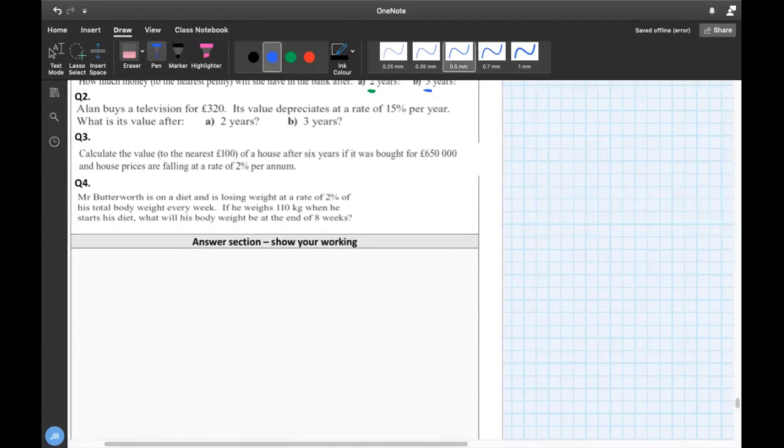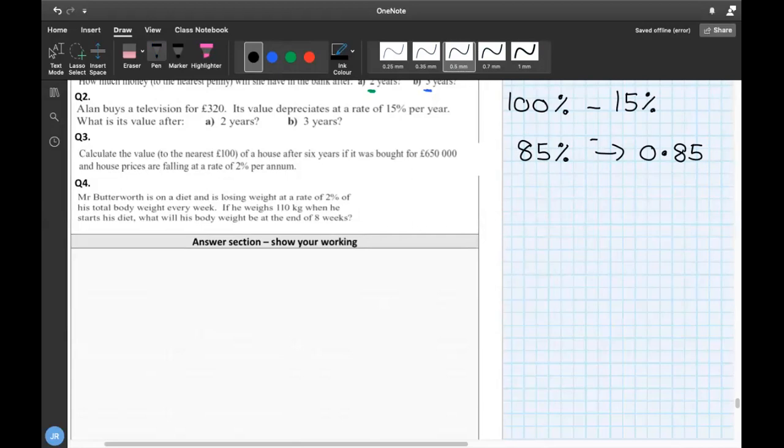So the first thing I'm going to do here, actually, is work out what my decimal multiplier would be. We always start with the original amount, 100%, but if it's depreciating, we're taking away 15%. So what we've got here is 85%. That's what we're trying to find each time. So our decimal multiplier that we're going to use is 0.85. Just remember, percentage to decimal, you're dividing by 100. Right then, we want to know the value after 2 years. So let's set that up.